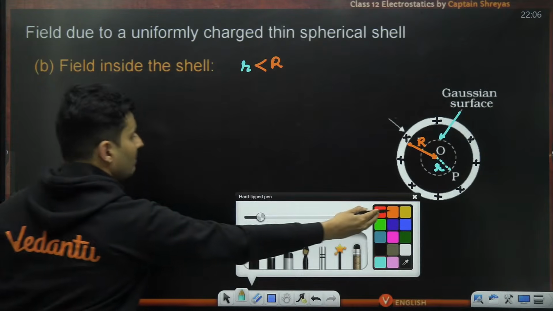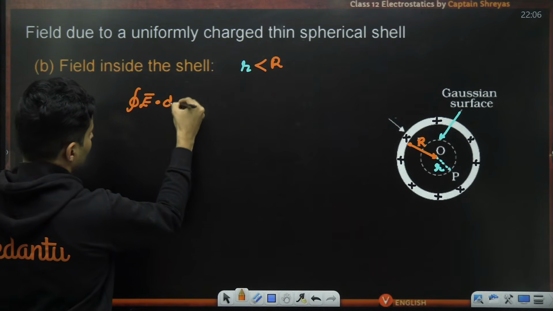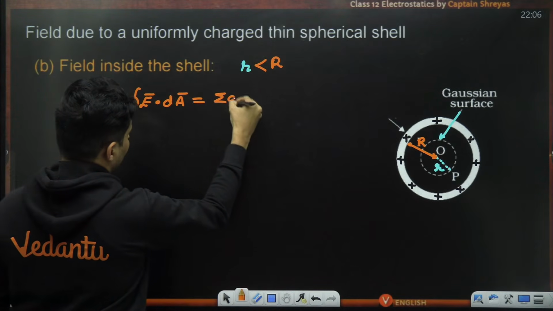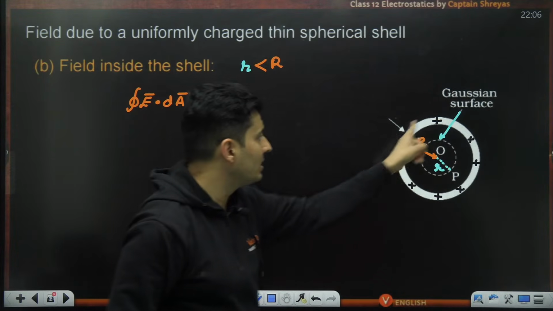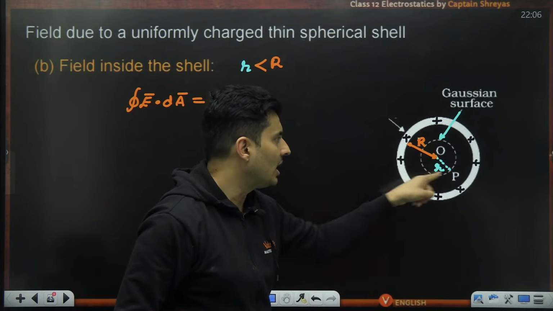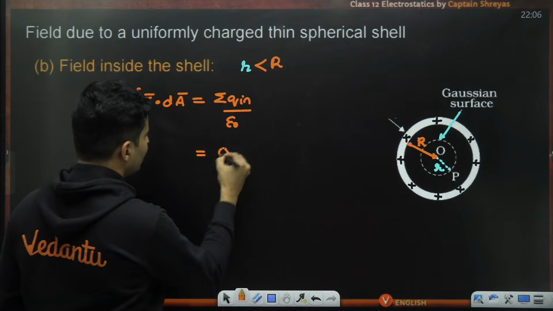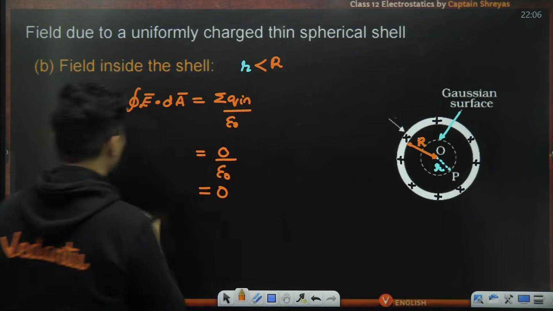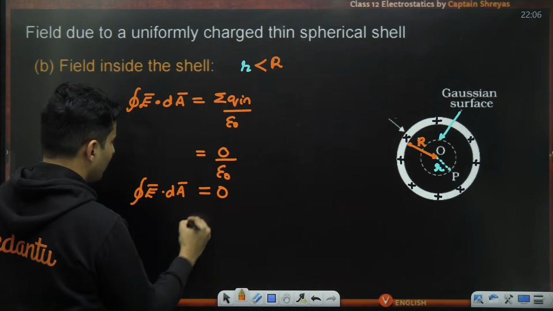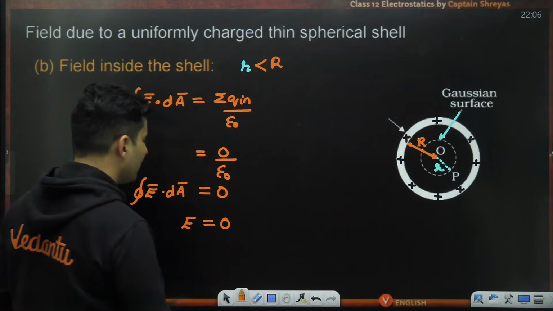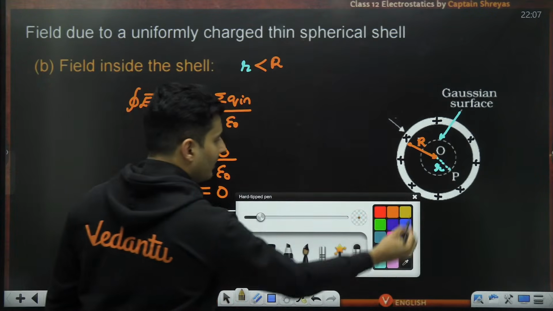Then the interesting part of this problem is that when you use Gauss's law, electric field dot area vector is net charge inside by epsilon naught. There is no charge inside the shell because all the charges are there on the periphery. So there is no charge on this Gaussian surface at all. So this will be 0 by epsilon naught, which is 0. What does this tell you? If the integration of electric field dot area vector is 0, it just means that the electric field is 0 everywhere inside. So no matter where you go, everywhere the field is 0.